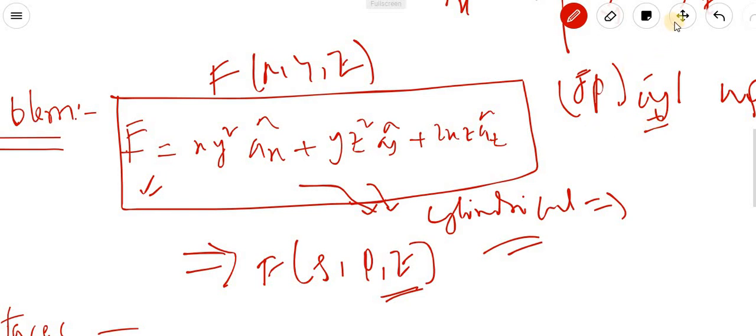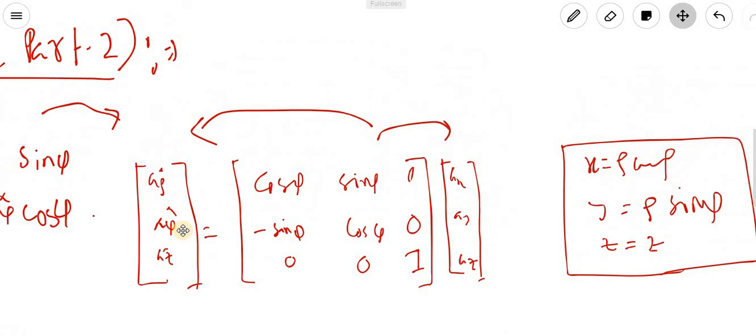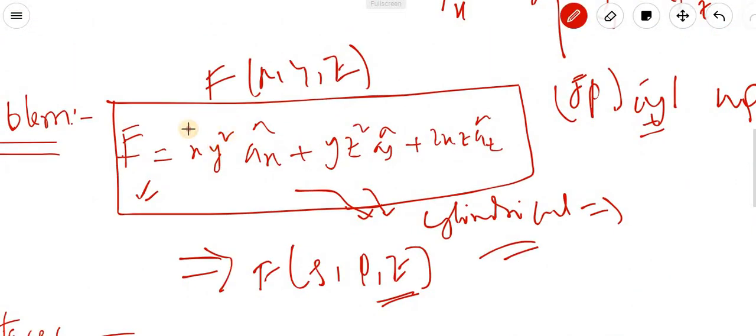In the same way, whatever matrix we got, a rho a phi a z, put in this row a x, a y and a z. So place these components here. This is what we previously did for the directional vector.